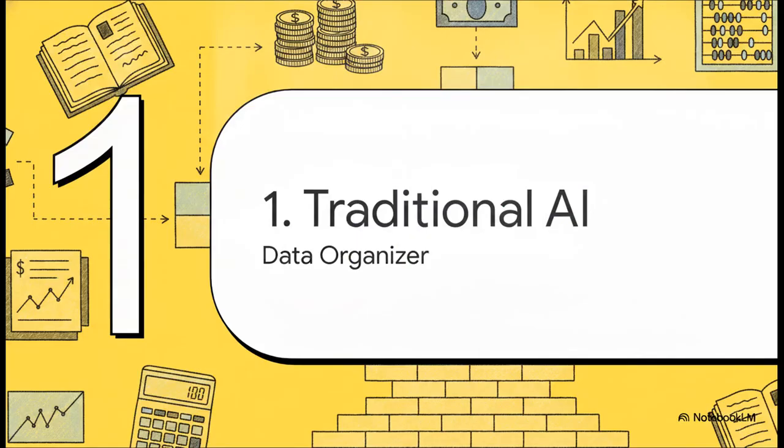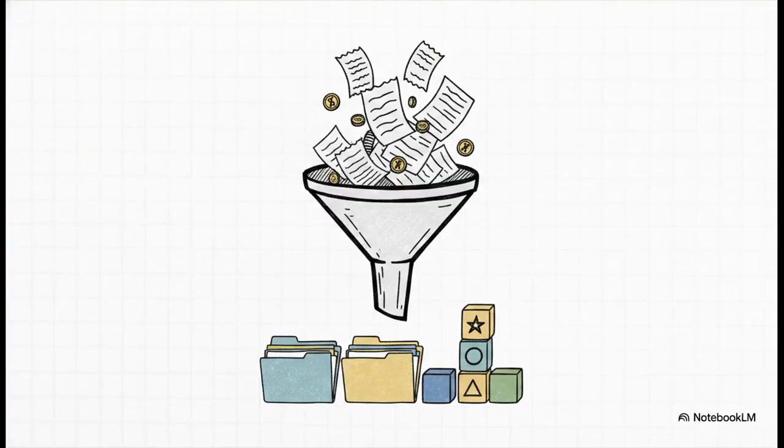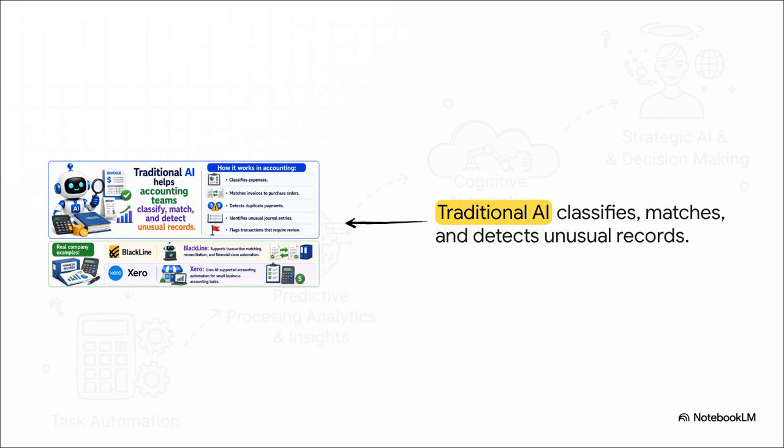Section 1. Traditional AI, the data organizer. This first tier is highly focused on classifying expenses and matching data. It completely takes the heavy lifting out of basic bookkeeping. So instead of you manually checking every single line item against a bank statement, the system just does all that initial sorting and categorizing for you. And we're already seeing this in the wild right now.